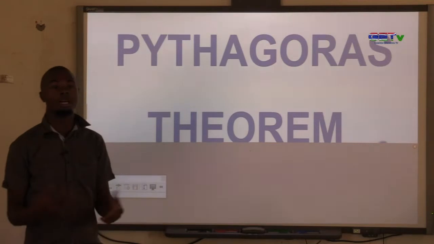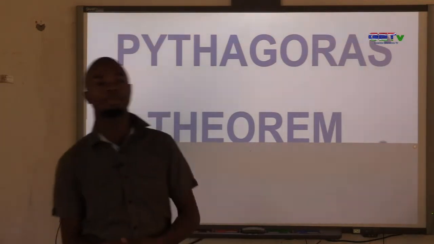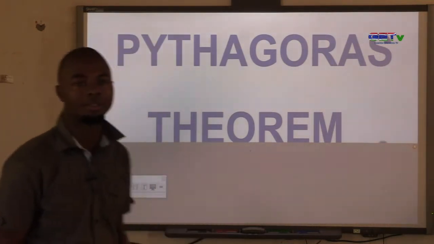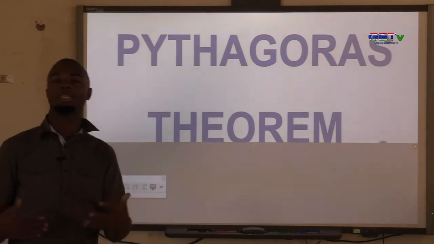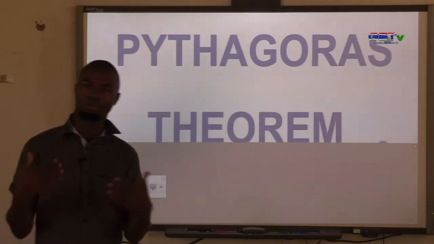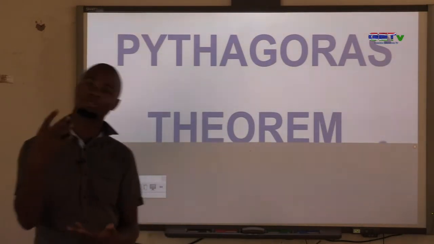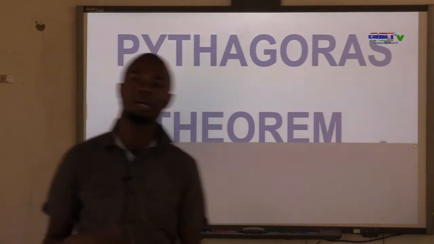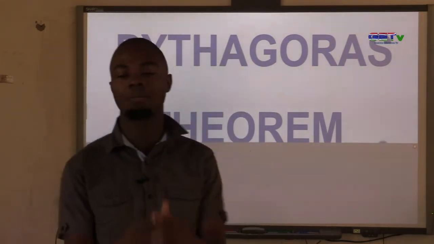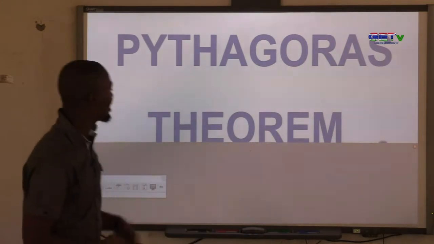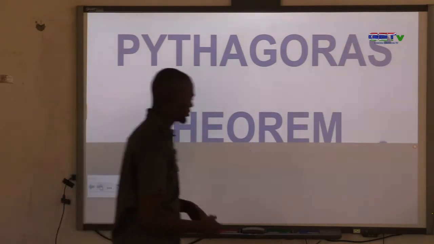Now, the aspect we will be looking at is the Pythagoras theorem. Pythagoras theorem is related to trigonometry very well because it's from a right angle triangle. The Pythagoras theorem is applied on a right angle triangle. Now let's see how the Pythagoras theorem works.